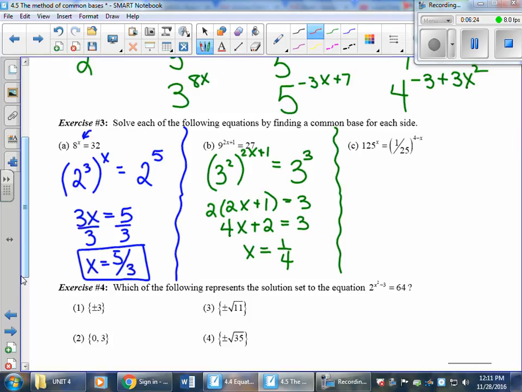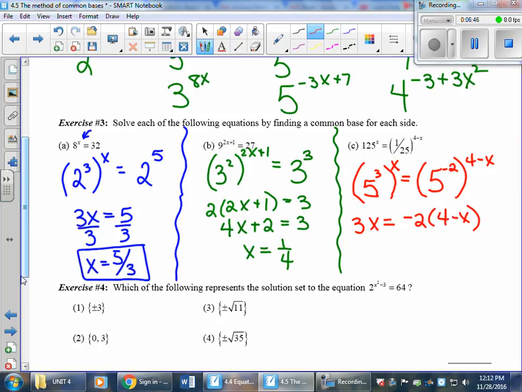C is a little complicated. As soon as you see that fraction, people start to flip out a little bit. But 125 is the same thing as 5 cubed to the x power is equal to, and 1 over 25 is 5 to the negative 2 to the 4 minus x. So you get 3x is equal to negative 2 times 4 minus x, and simplify it. 3x is equal to negative 8 plus 2x. We're going to bring this 2x over to the left-hand side, minus 2x from both sides, and you get x is equal to negative 8.